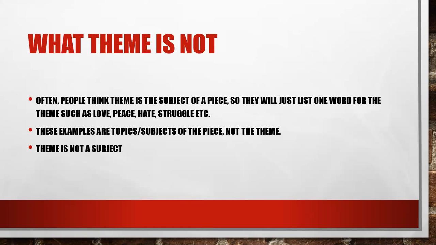For instance, I'll use Romeo and Juliet, since that's one of the readings in the Graduation Alliance course. It asks, what is the theme of Romeo and Juliet? And a lot of students will just say love or hate or peace. And that is not a theme. Those are actually examples of topics or subjects of the piece, not themes.